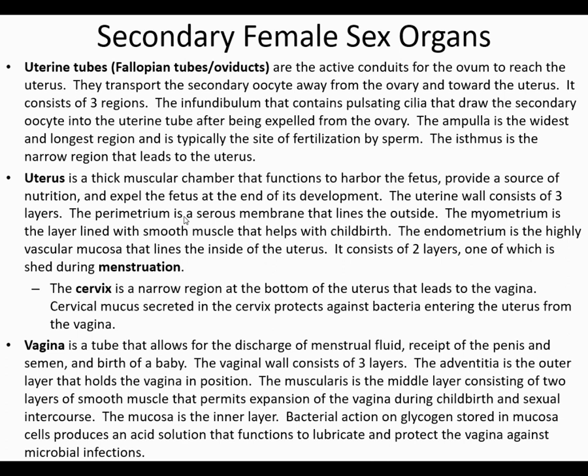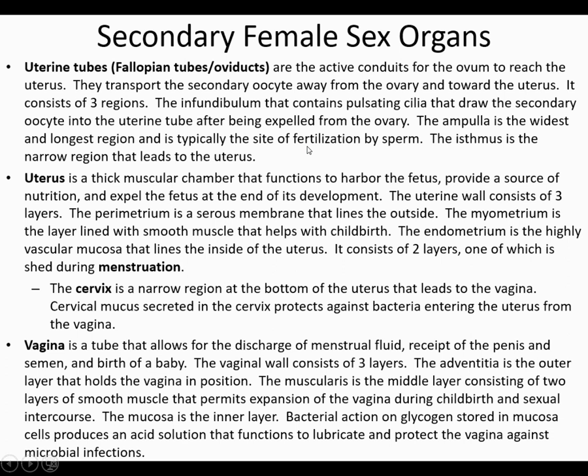From the ovaries, the ovulated secondary oocyte will travel through the uterine tubes. Uterine tubes are the same thing as fallopian tubes and oviducts. And all they do is carry that egg, hopefully to be fertilized if the female is wanting to get pregnant, and then carry that zygote to the uterus. There are 3 parts to it. I'm not really concerned with you knowing the 3 parts, but I do want you to know one thing, that the ampulla is typically the site of fertilization by sperm.